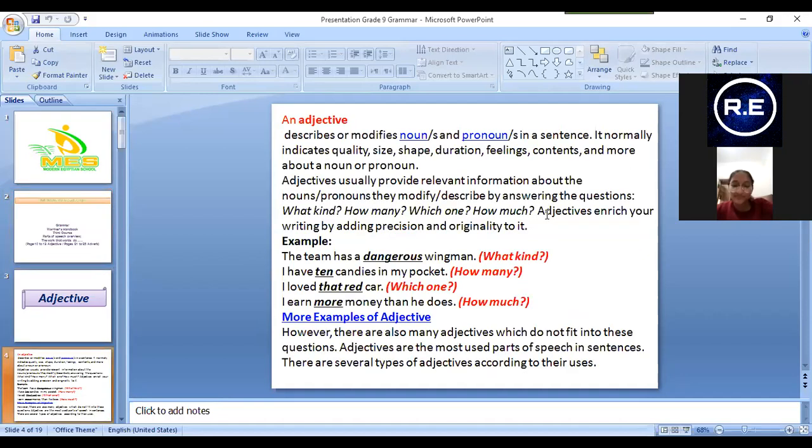As we said, an adjective describes or modifies nouns and pronouns in a sentence. It normally indicates quality, size, shape, duration, feeling, contents, and more about the noun.